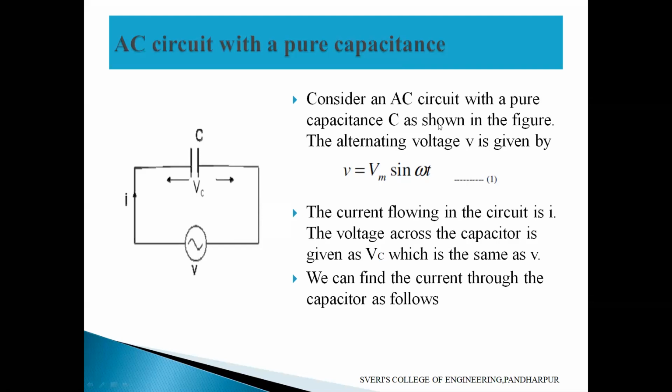So you write the next line. Write down: Consider an AC circuit with a pure capacitance C, as shown in the above figure.